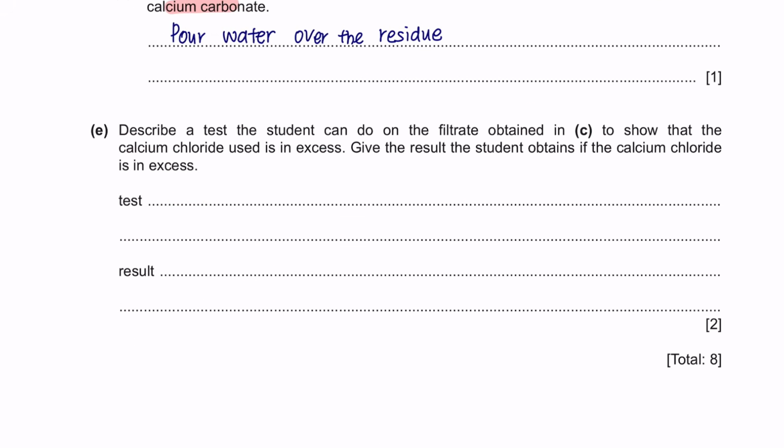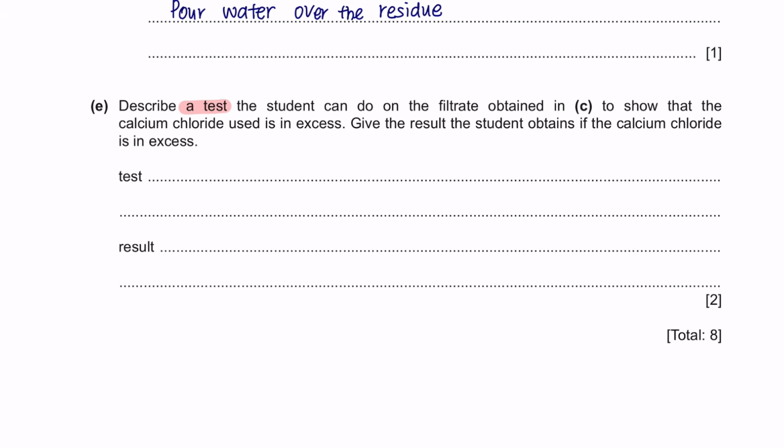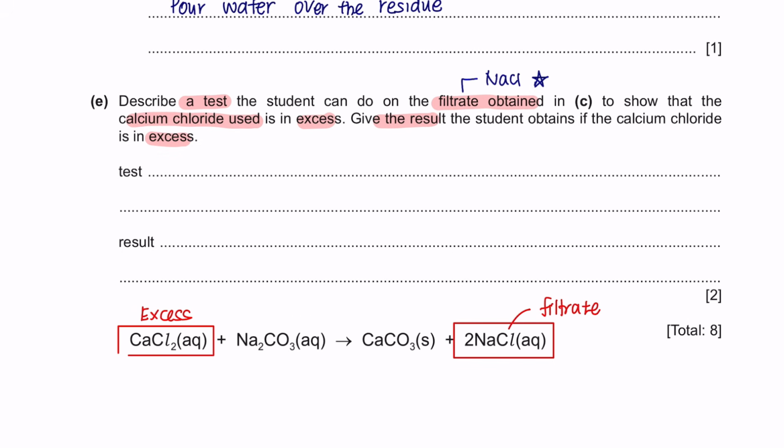Next, Part E. Describe a test the student can do on the filtrate obtained in Part C. The filtrate is sodium chloride, to show that the calcium chloride used is in excess. Give the result the student obtains if the calcium chloride is in excess. So we're looking to find what kind of test can be done for sodium chloride to see if calcium chloride is in excess. Sodium chloride is the product of when calcium chloride reacts with sodium carbonate.